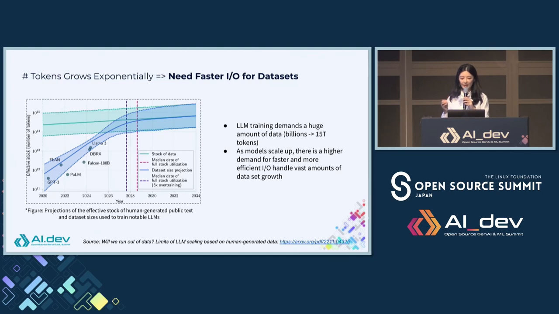The scale is really from billions to trillions of tokens. As these models scale up, there is a higher demand for faster and more efficient I/O handling of these massive datasets.